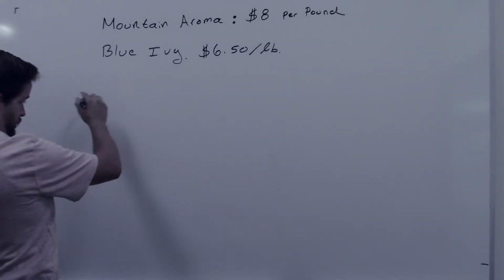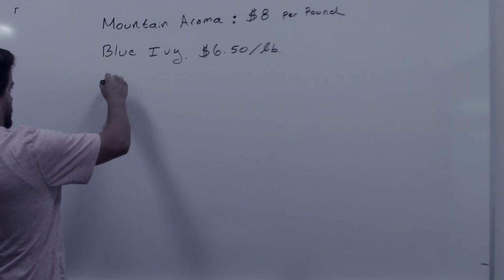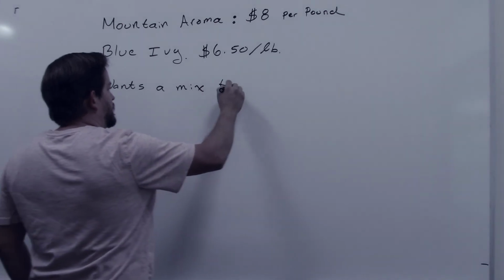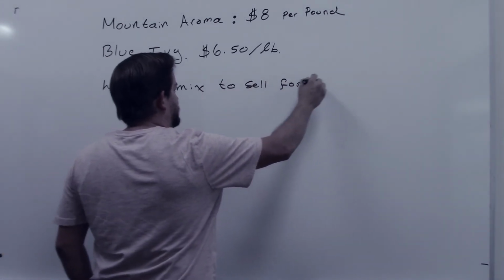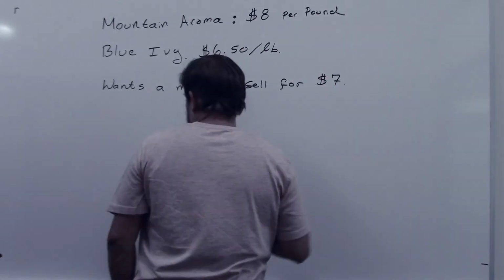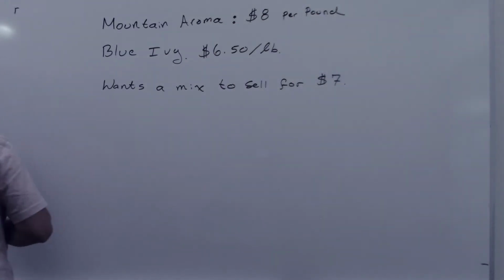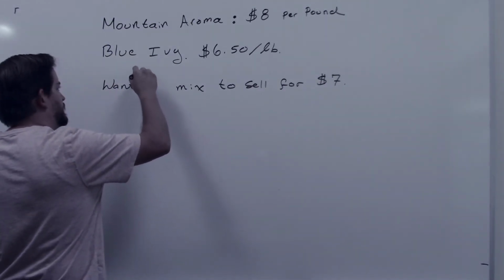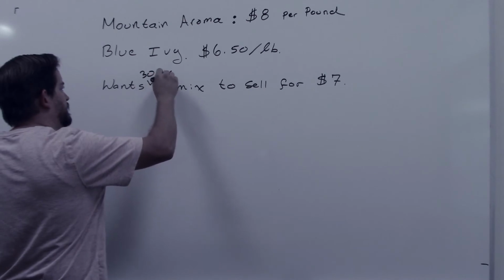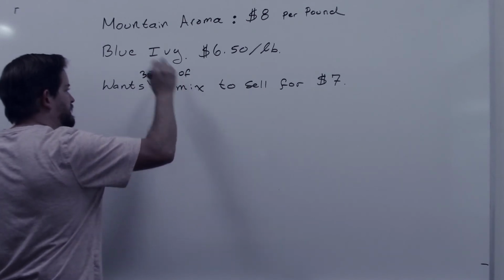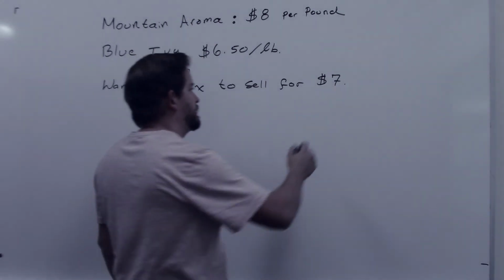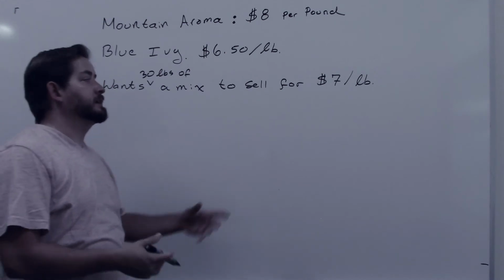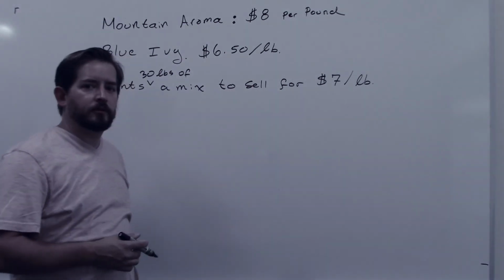Joe, the coffee shop owner, wants to mix them to sell for $7 a pound, and he wants 30 pounds of it. So I'm going to write, he wants 30 pounds of a mix to sell for $7 per pound. Okay. And then the question is, how much of each type should we mix to make it a $7 per pound mixture, right?